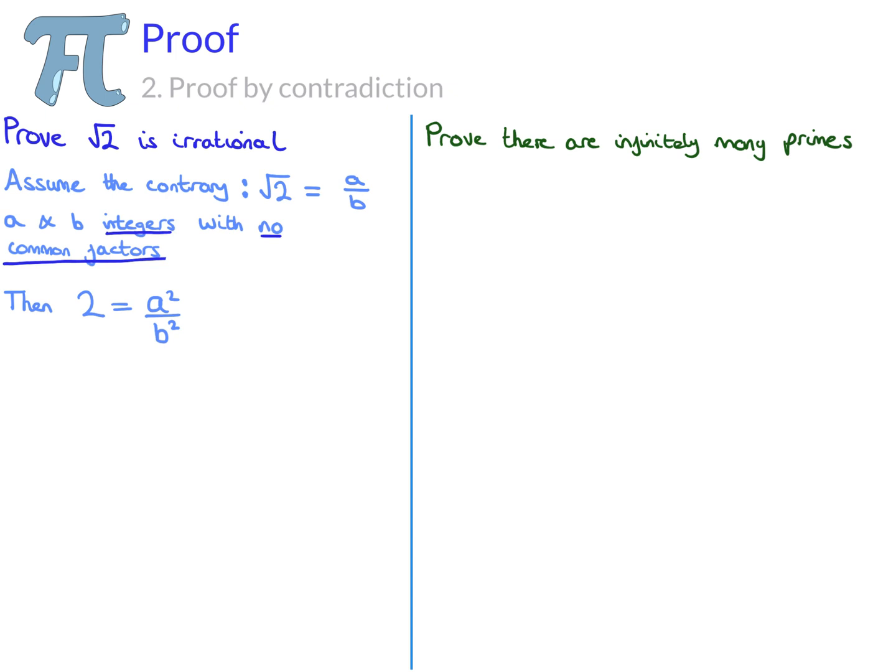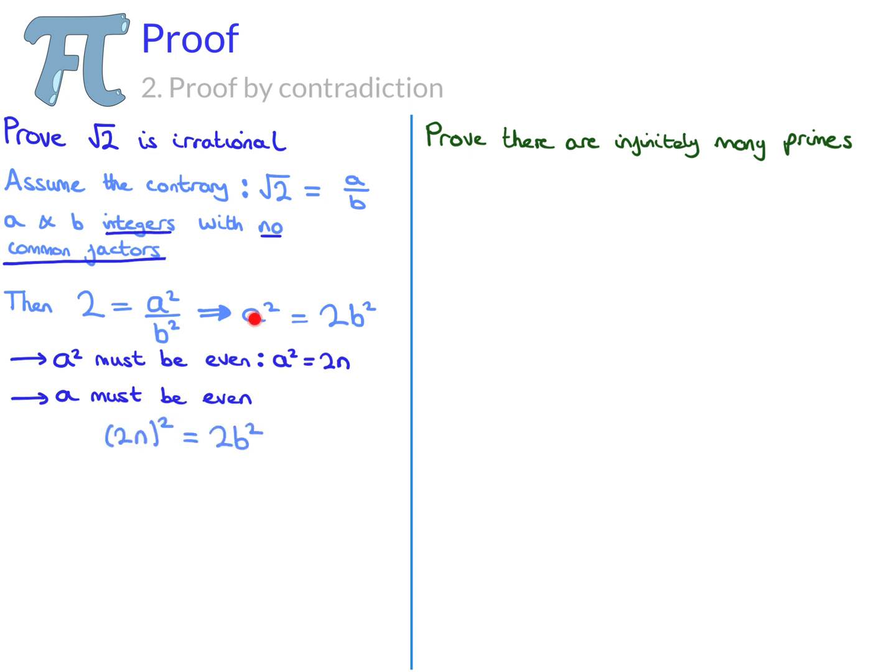Squaring both sides gives us this expression, meaning that a squared is 2b squared. This 2 means that a squared must be even, i.e. it can be written as 2 times something else, call it n. We state here that since a squared is even, then a itself must be even. Writing a as 2n, since it's even, we can rearrange to write b squared as 2 times n squared.